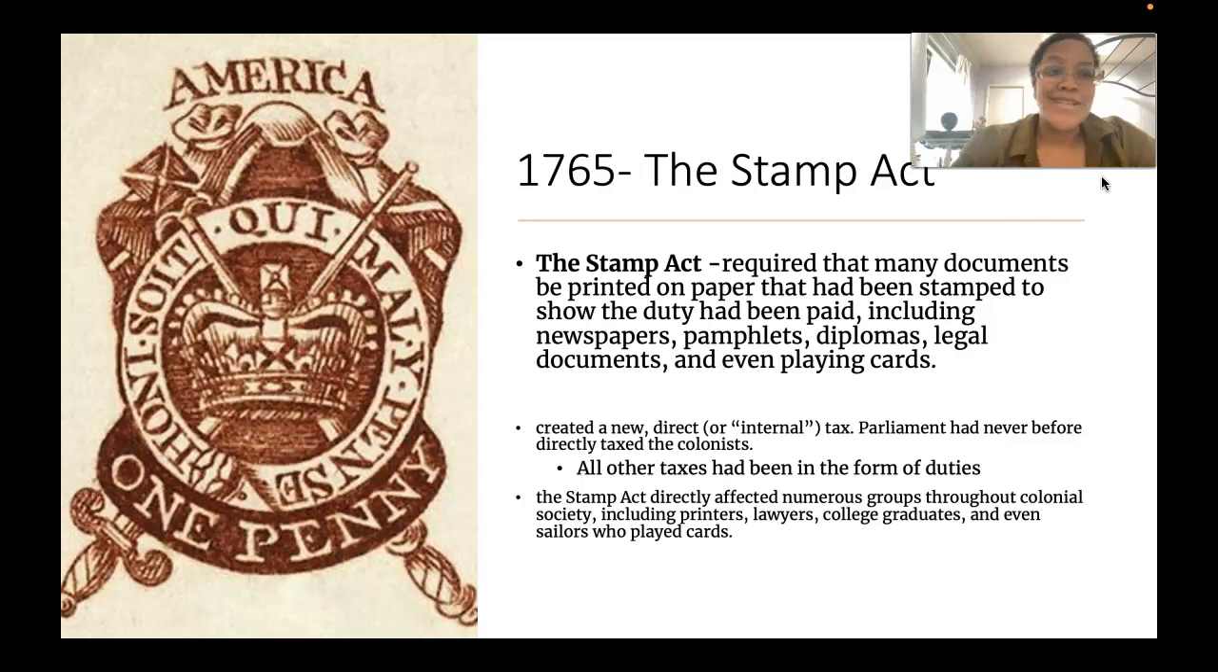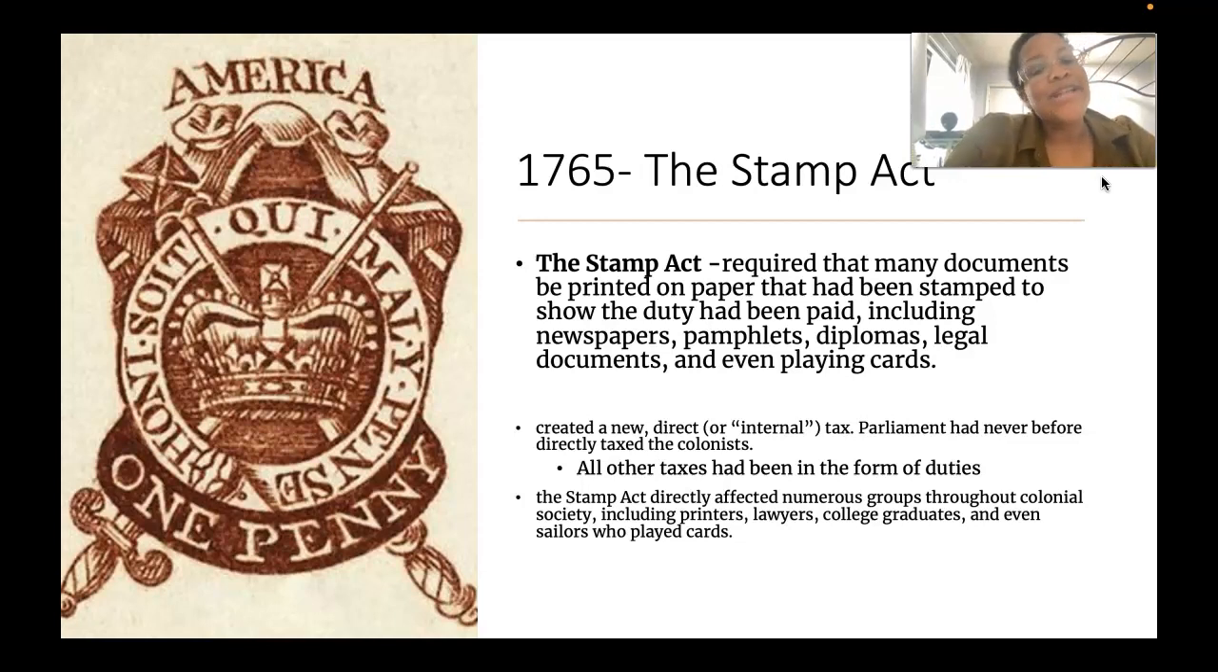Parliament had never directly taxed their colonists. Mind you, they might have adjusted a tax that was a duty that was already in place, but they never created anything new in terms of taxation. Prior to this, all of the taxes had been in the form of duties.